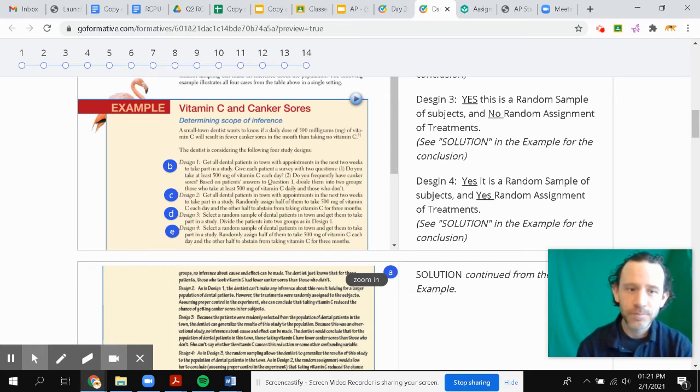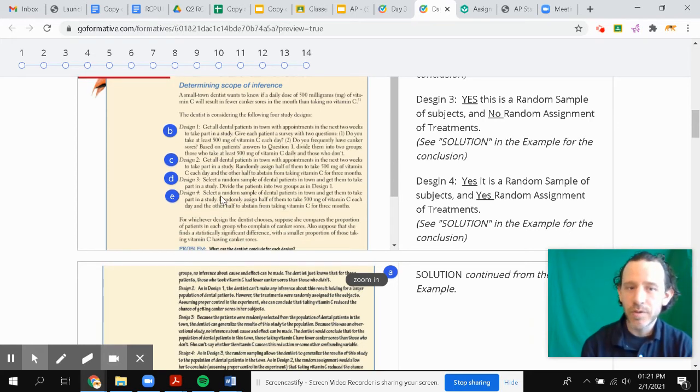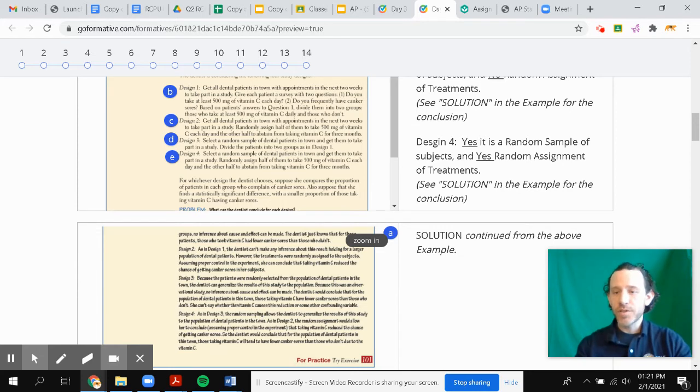but we can't say that vitamin C causes fewer canker sores. Now, design 4, we've got the random sample. It says select a random sample of dental patients, and we randomly assign half of them to vitamin C and the other half to not. So we have both here: yes, a random sample and a random assignment of treatment. So we can do it all. We can give the results to all dental patients, and we can say that vitamin C has a cause and effect relationship to canker sores because of having both randomized features.